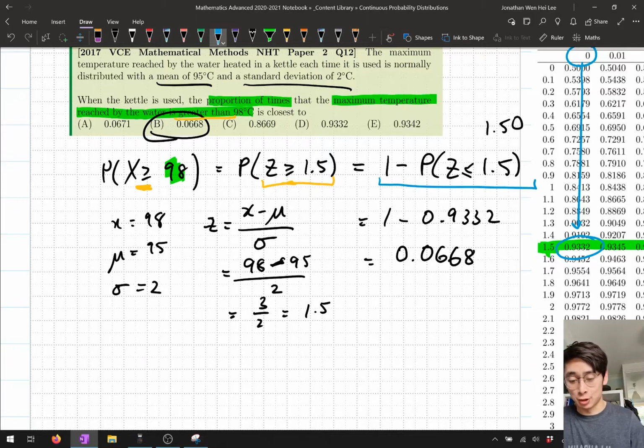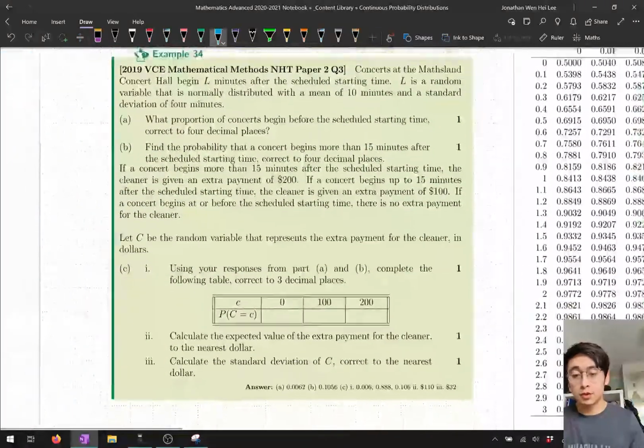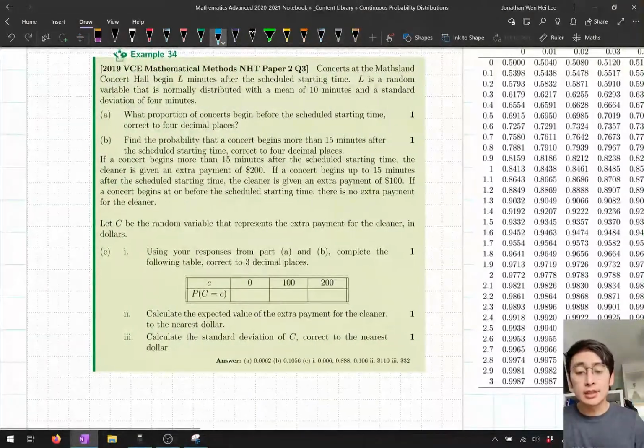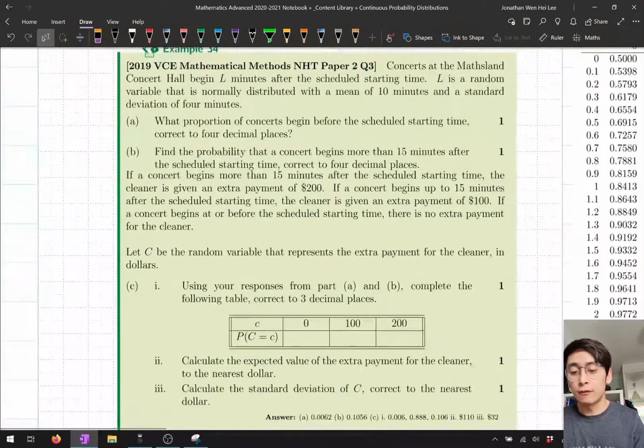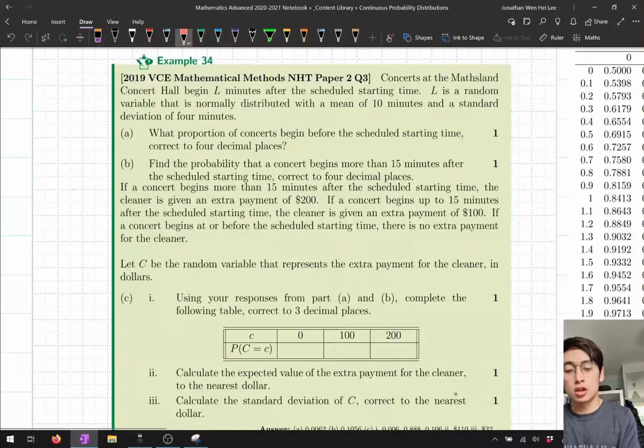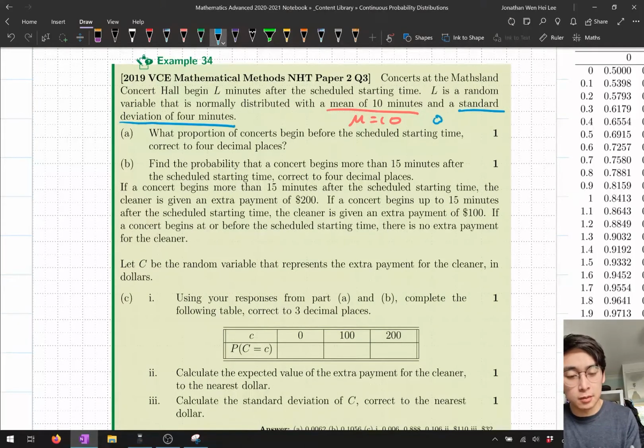Let's have a look over the page. Example 2019. So here, the concerts at the Mathsland Concert Hall begin L minutes after the scheduled starting time. So like any regular event, you start a little bit late. L is a random variable that is normally distributed with a mean of 10 minutes and standard deviation of 4 minutes. So here I'm just going to highlight that information. I've got a mean of 10 minutes, so mu is equal to 10, and I've got a standard deviation of 4, so sigma is equal to 4.